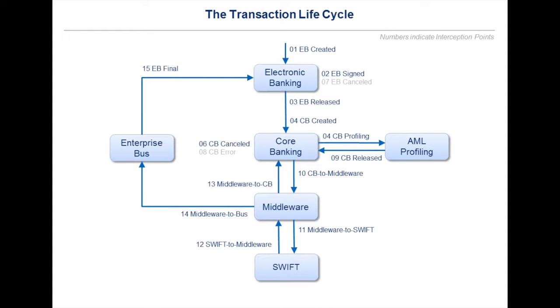For the purpose of demonstrating the tracking of transactions, 15 interception points have been defined, capturing different status transitions in the transaction lifecycle. Some interception points are related to the transfer of control between different systems, while other interception points reflect in-system status changes. The basic flow of a transaction starts in the electronic banking system, where transactions are initiated, signed, and then released. It continues in the core banking system, with an optional step for AML profiling.